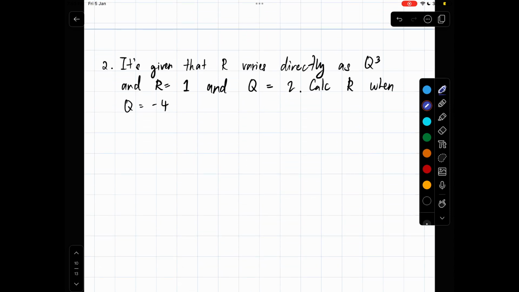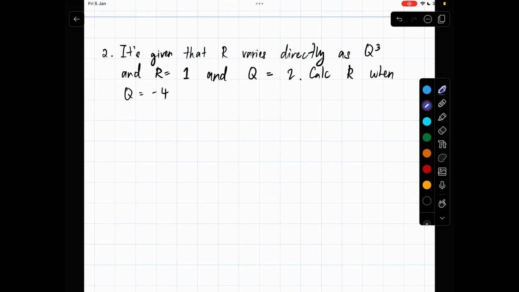So here, the question is given that R varies directly as Q cubed and R equals to 1 when Q equals to 2. Calculate R when Q equals to negative 4. So same thing again. I'm going to give you 5 seconds. Take a read and try to give it a go. Five, four, three, two, one.